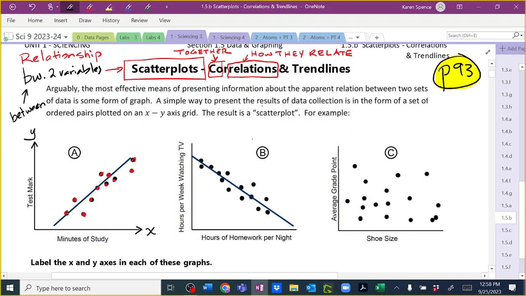And did you do any graphing in grade 8 science? Do you remember which variable you put on the x-axis? Yes? It's actually the independent variable. Okay, so on the x-axis goes the independent variable, and on the y-axis goes the dependent variable.